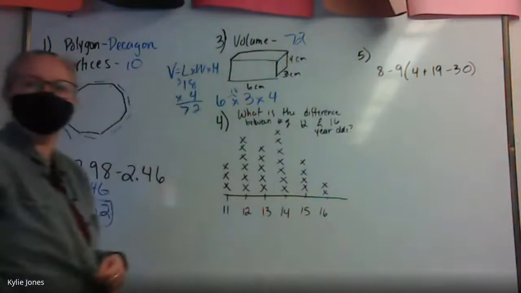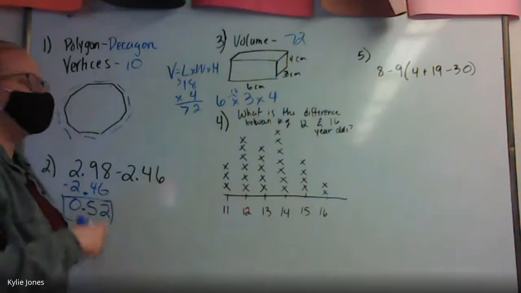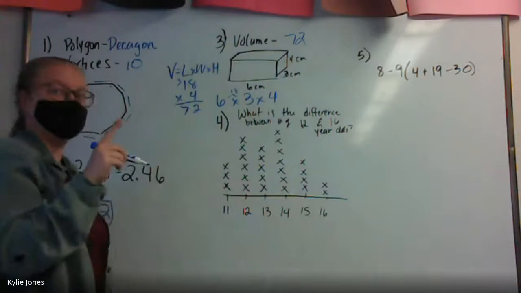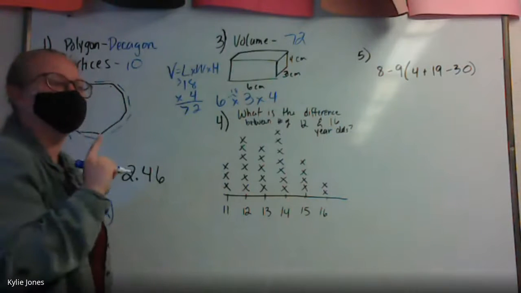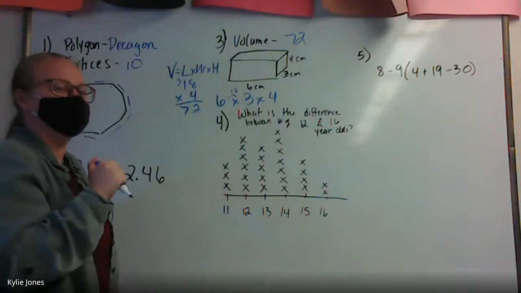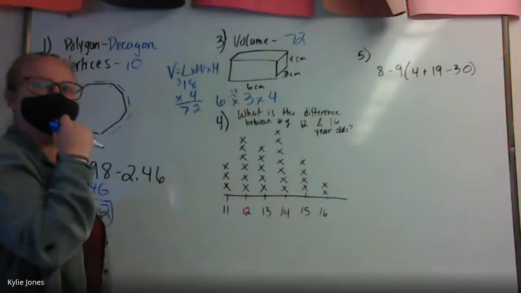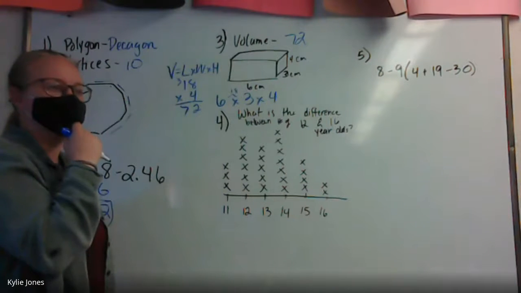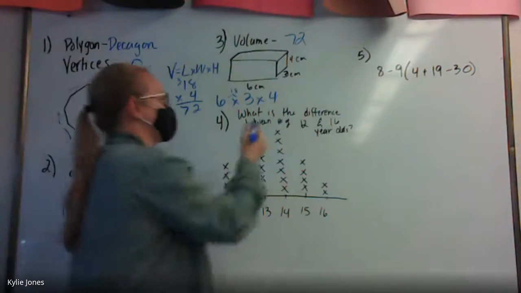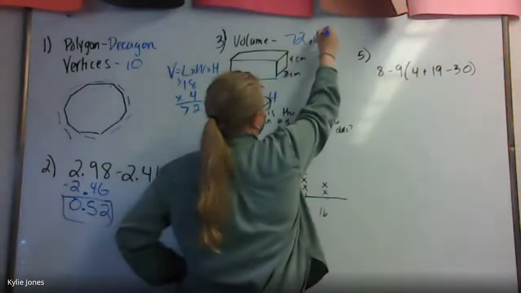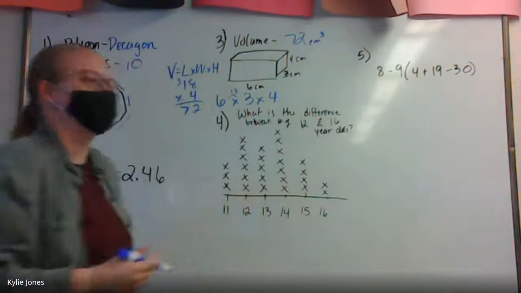What's my unit? Centimeters. Not squared. Squared is area. What's volume? Remember, if it's 3 sides, what is it? To the third power. Or cubed, right? Centimeters to the third power or centimeters cubed.